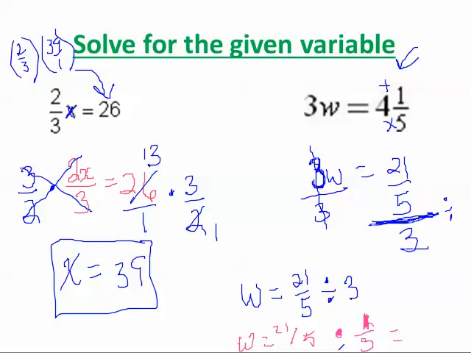Whoops, my writing is rotten down here. What I have is 21 over 5 times 1 over 3. I like to reduce before I multiply. So I'm going to reduce 3 and 21. 3 goes into 21 7 times. And 7 times 1 on top gives me 7. 5 times 1 on bottom gives me 5. X equals 7/5, or not X, but W in this case.